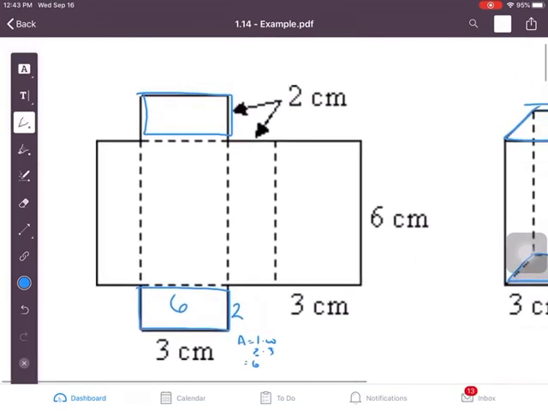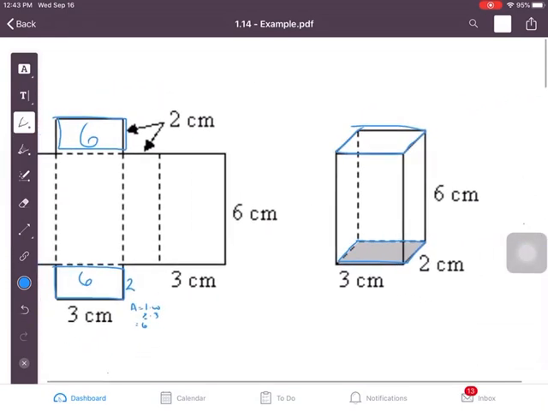Same thing with this one. The value for this one is 6 because they're identical. Okay? Now, I could go and look at this face.